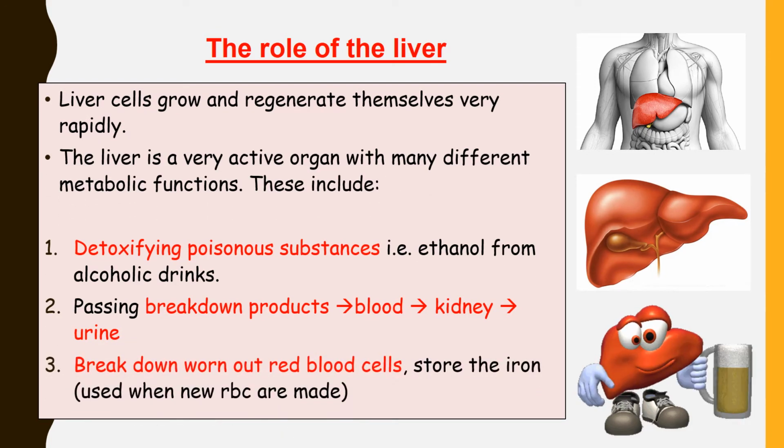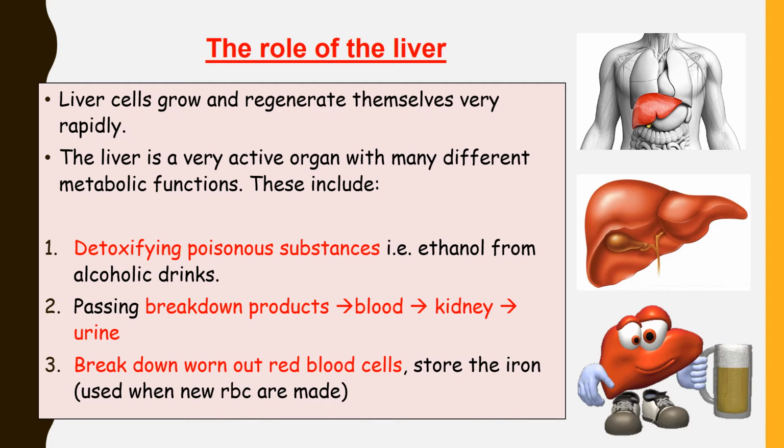So the liver cells grow and regenerate themselves very rapidly. It's one of the only organs that we have that is able to repair itself. The liver is a very active organ with many different metabolic functions, and these are the ones that we need to know. So it's used for detoxifying poisonous substances.